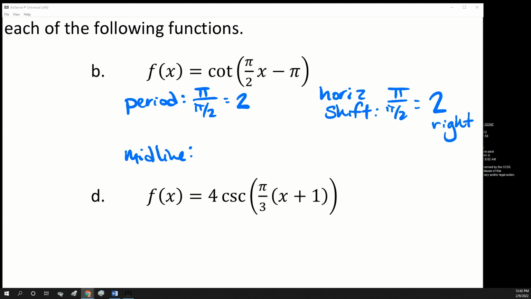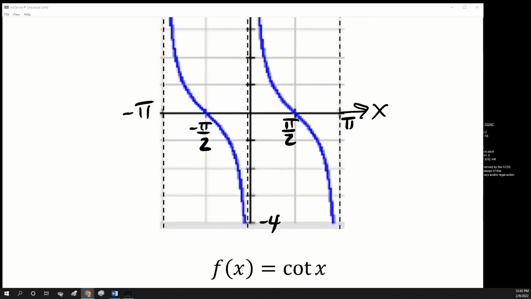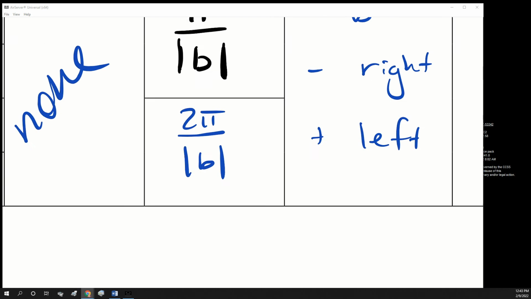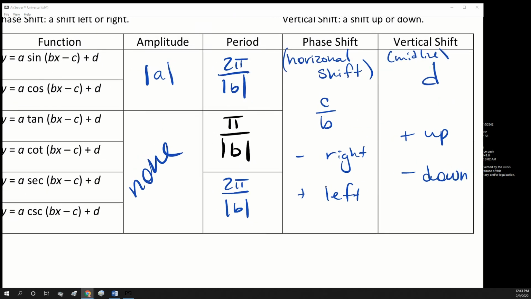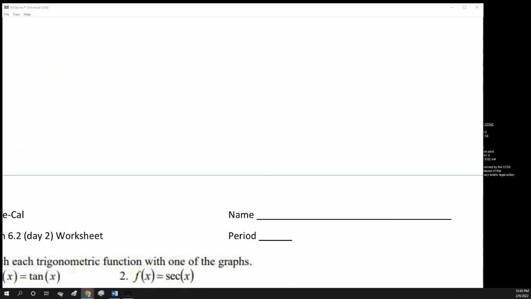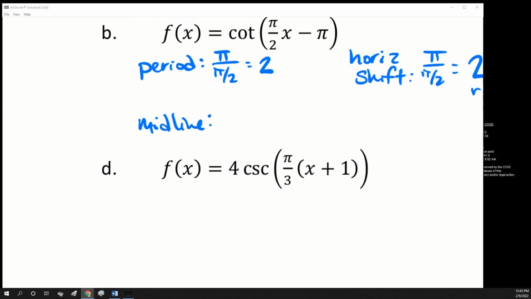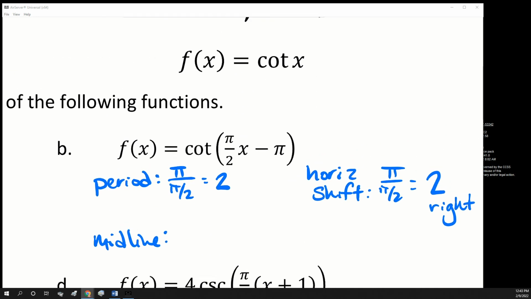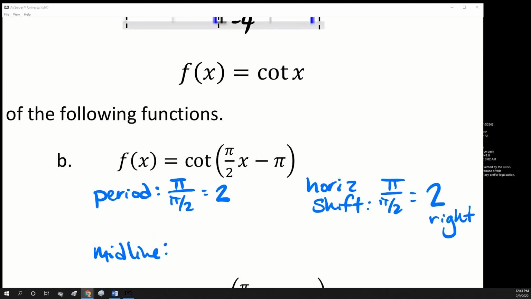Now, if you don't know these things, like if they're answering these questions and you have no idea what's going on, you probably need to look at this guy right here. All the things we're doing can be found on this piece of paper. All right. And then what if there is no shift up or down? What's the midline? 0. Okay. Y equals 0 or just 0.